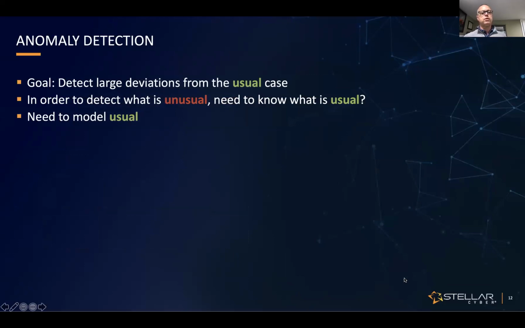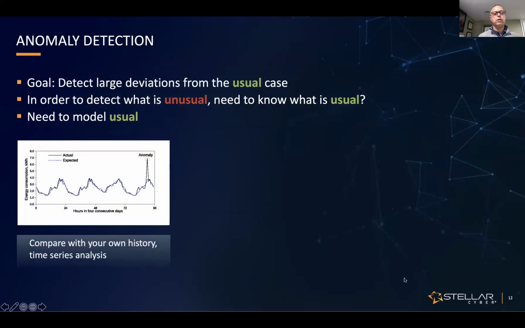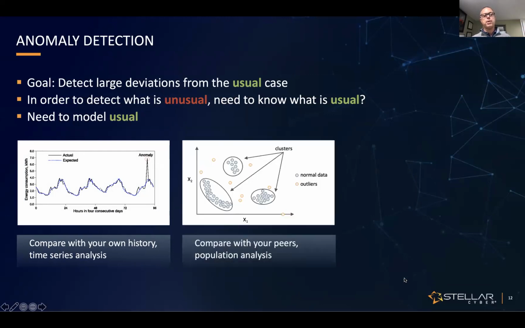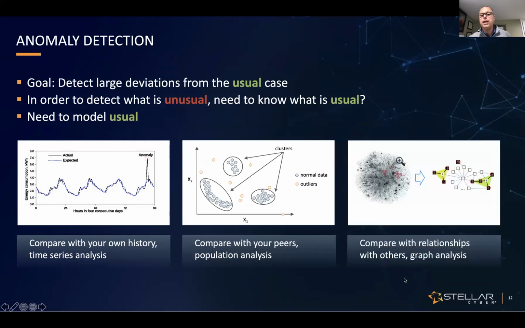So there's different ways that you can use this unsupervised machine learning, right? The first is to compare with your own history, time series analysis on either files or network traffic or whatever's coming into the tenant. Then you can also compare that with peers, right, within your customers to see if you're seeing trends there. And then you can cluster those, and then you can compare it with other relationships.